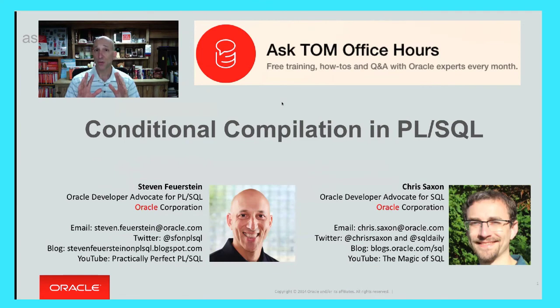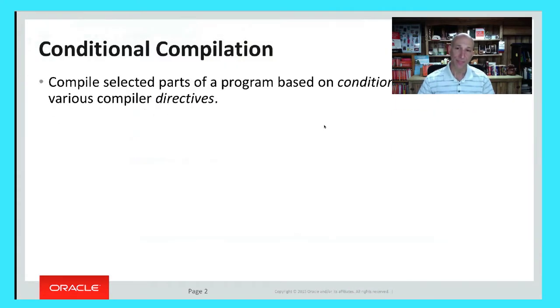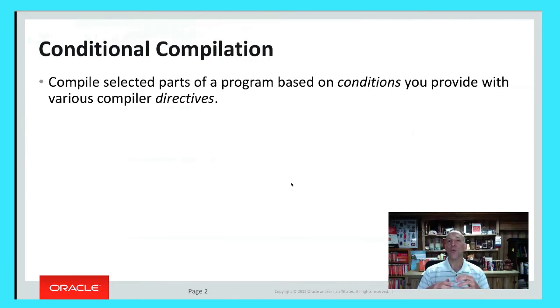But what I'm going to do first is a short presentation on conditional compilation in PL/SQL. So what is conditional compilation? The basic idea behind conditional compilation is that the compiler gives you a way to tell it what code to include or not include when it's going to compile your code. It's sort of a meta language, a meta set of directions to the compiler. And you do that through compiler directives.